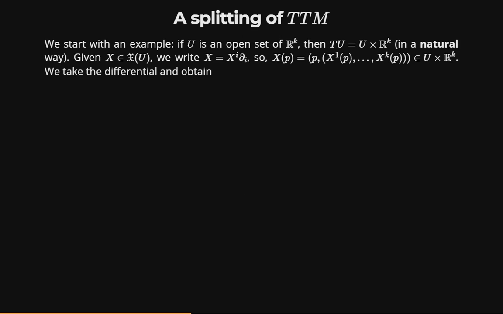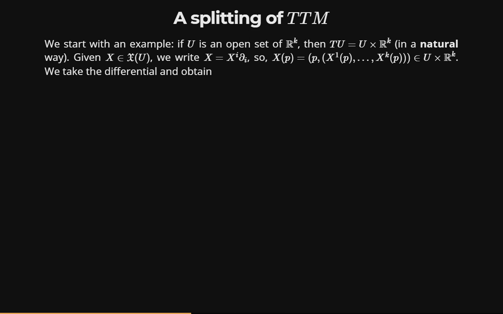Now, what happens in R^n? So we take an open set U in R^k. The tangent bundle is U times R^k in a natural way. What does it mean, natural? It means that two people in the world will do the same splitting. If you ask two different people in the world to write down this product, they will write it down in the same coordinates.